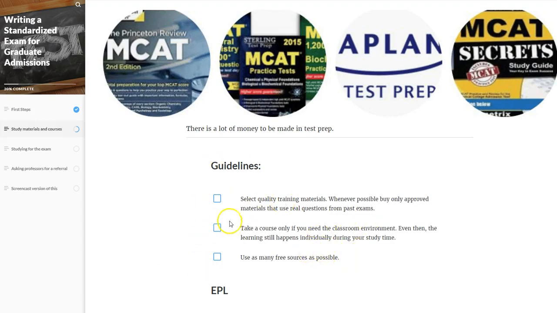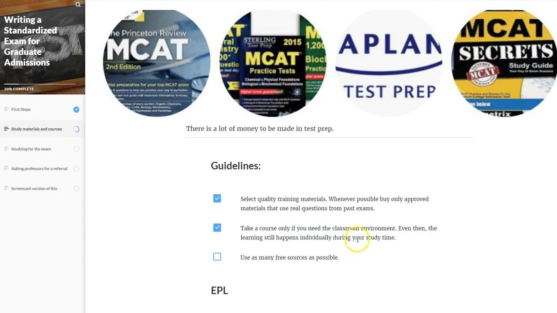Here are my studying guidelines. Select quality training materials. Whenever possible, buy only approved materials that use real questions from past exams. That means if you're taking the LSAT, for example, buying materials from LSAC, the Law School Admission Council, the people who actually administer the test. You can also buy from places like the Princeton Review or Kaplan or Manhattan, as long as they use real questions from past exams. They're not making stuff up, right?